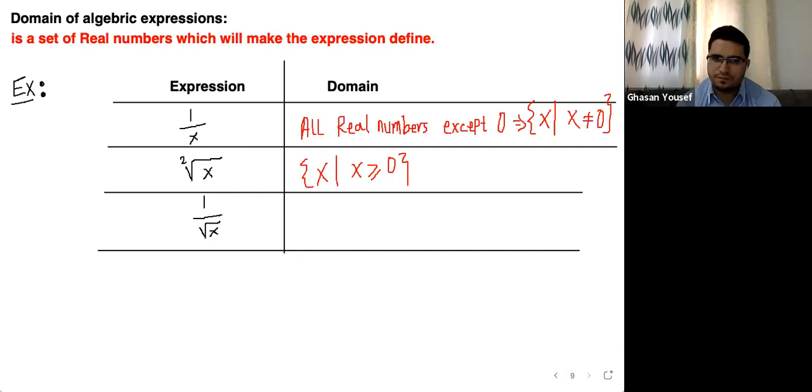Yes, this is correct. If the root is odd, I can plug positive, I can plug negative, I can plug 0. So the domain will be all real numbers if the nth root is an odd number.